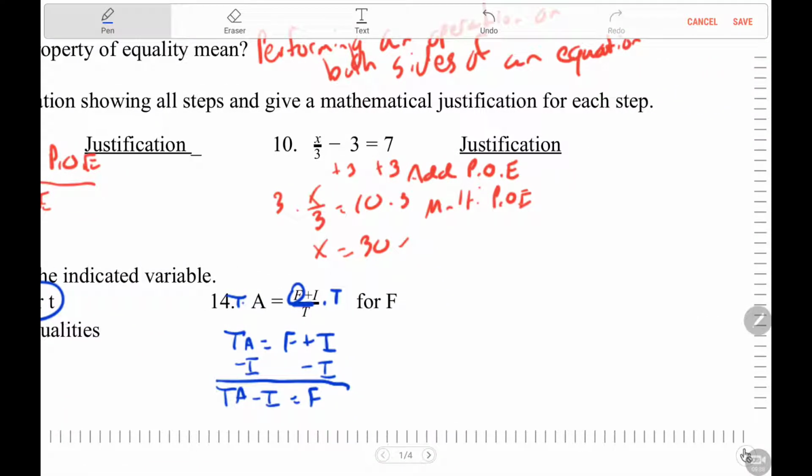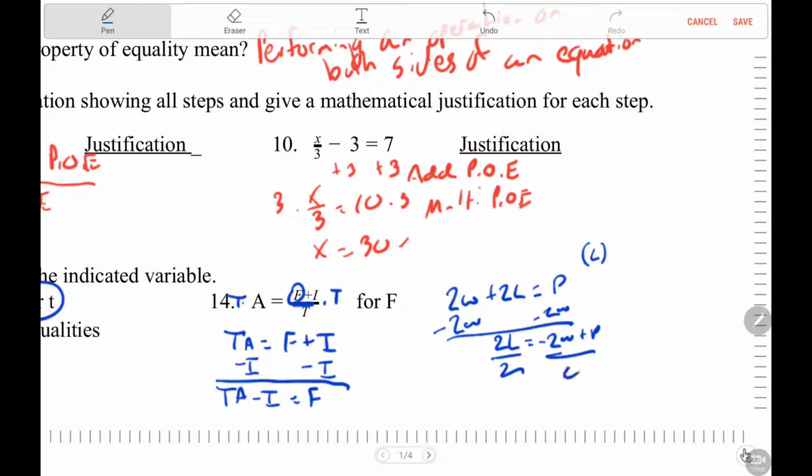I'm just going to throw this one in there. Another good one is always the 2W plus 2L equals perimeter. And let's say we're solving for L. You would move the 2W over. So we'd have 2L equals minus 2W plus P. That way works or the other way works, and then divide everything by 2.